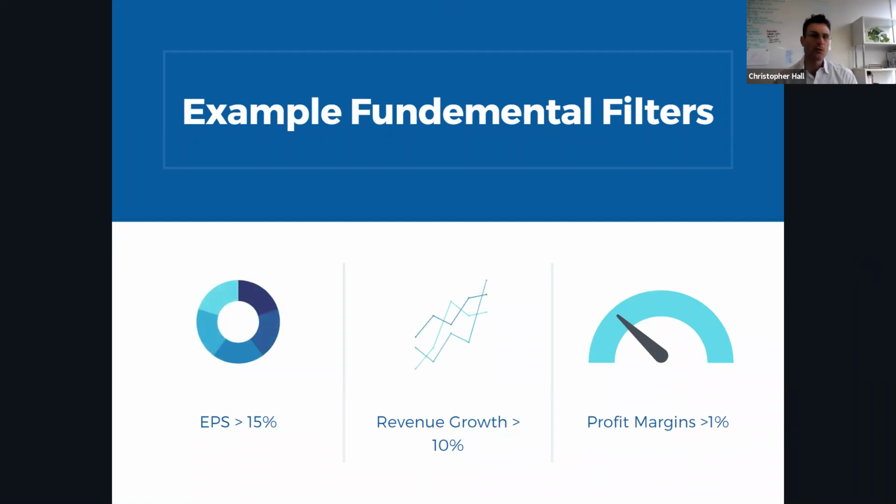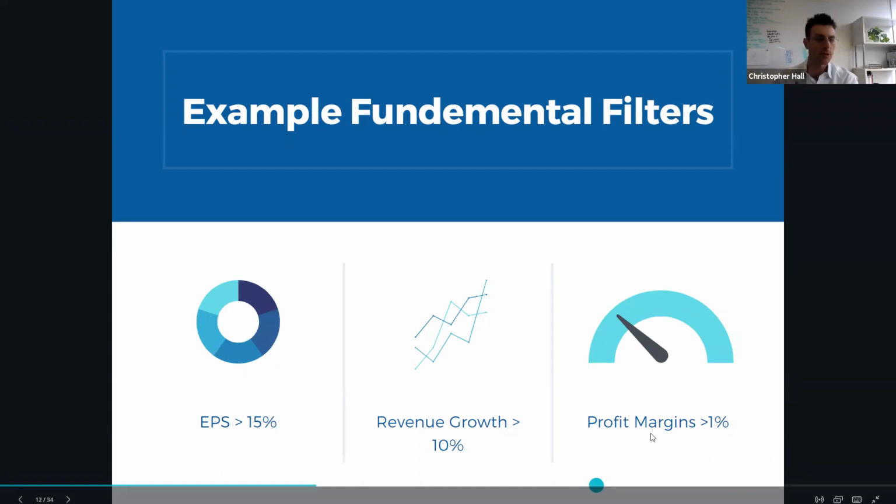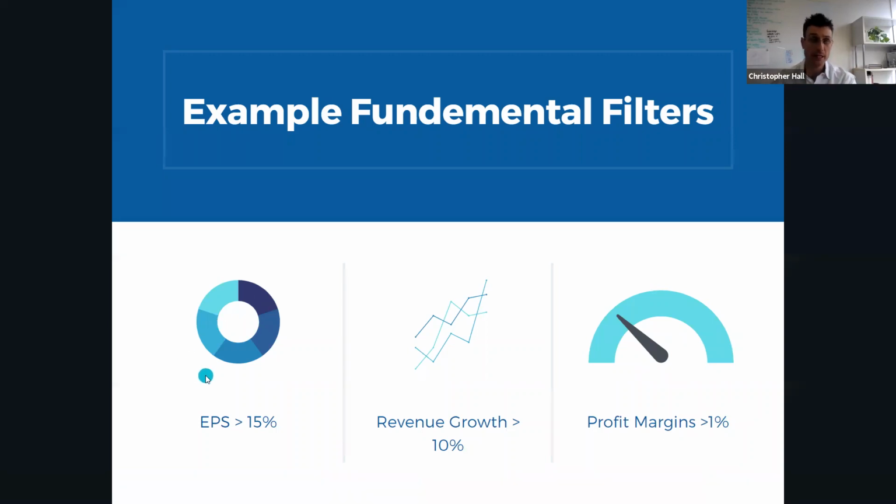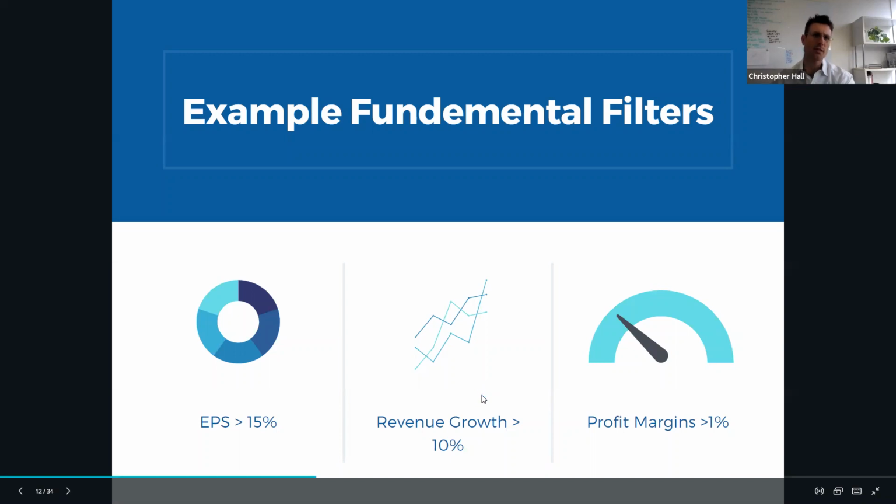Now we move over to the example fundamental filters. This is one way that we do use to filter through the ASX quite quickly. We want companies that are profitable, so we use profit margins of over 1% on the right-hand side. We want earnings per share growth of 15% or more. Ideally, it's far greater than this, but it can vary depending upon the industry. And we also want revenue growth of over 10%. That shows that it's a leading company.